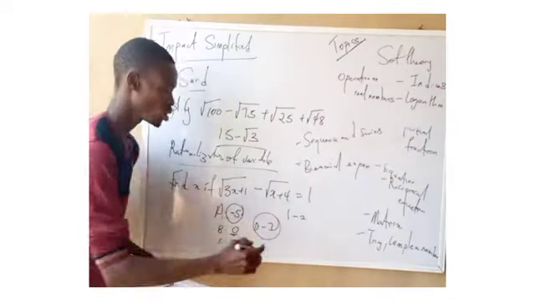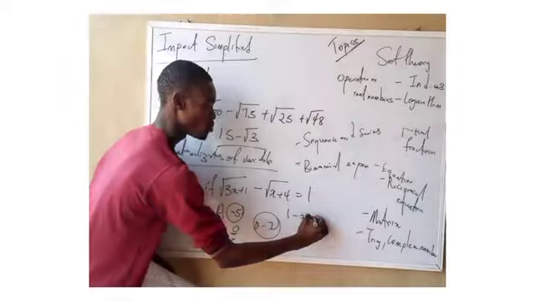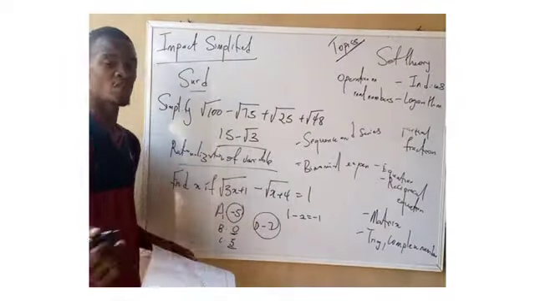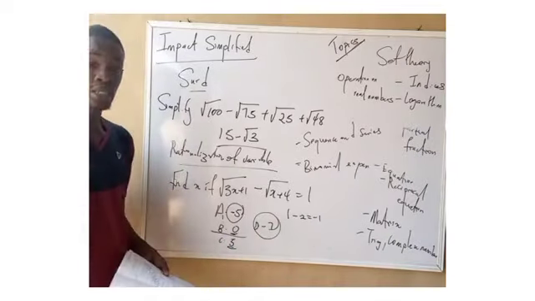And that will give us 2. Is 1 minus 2 equal to 1? No. 1 minus 2 will give us minus 1. That means this is not the answer.